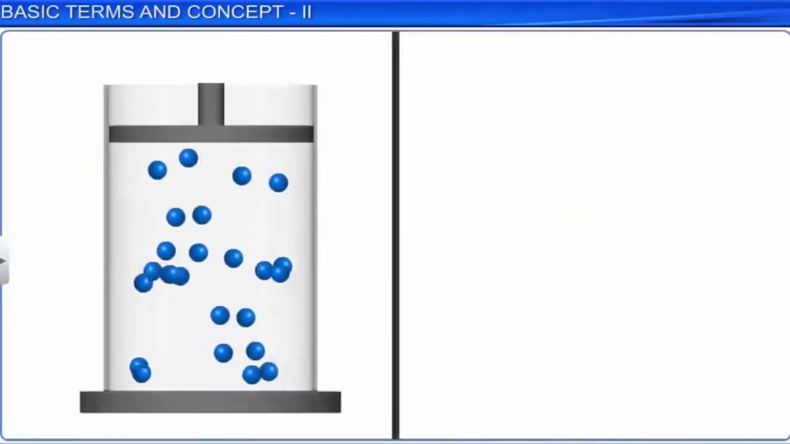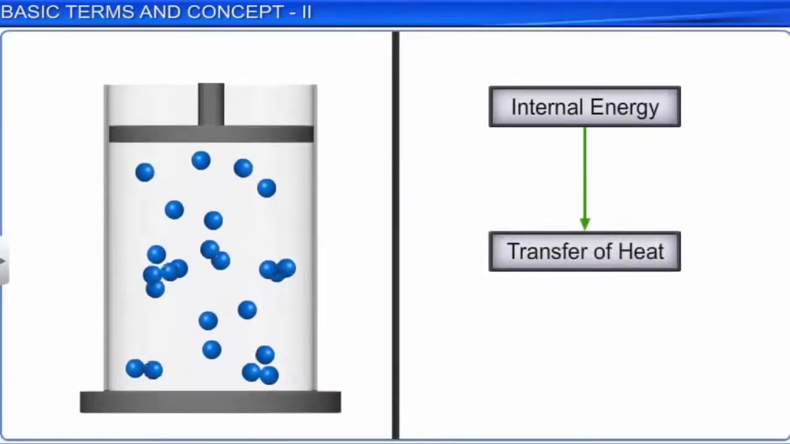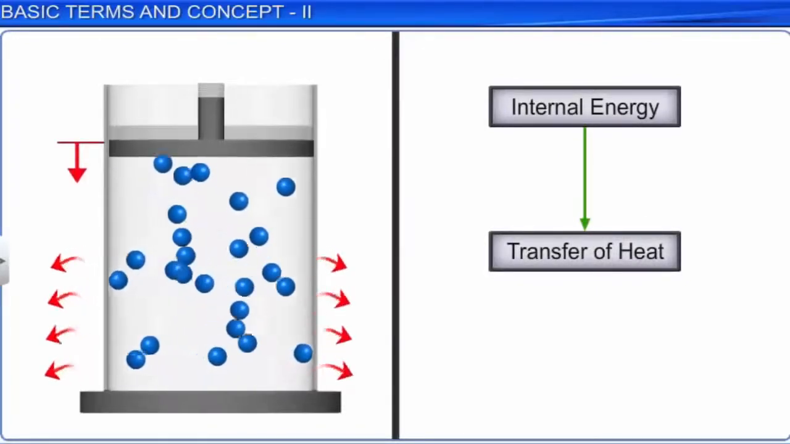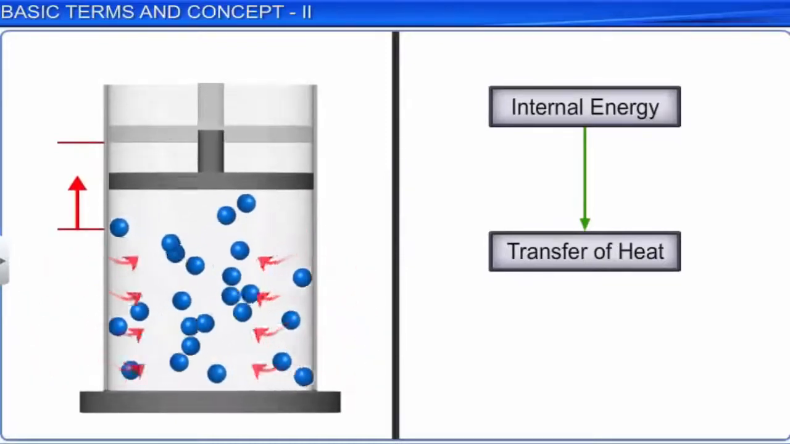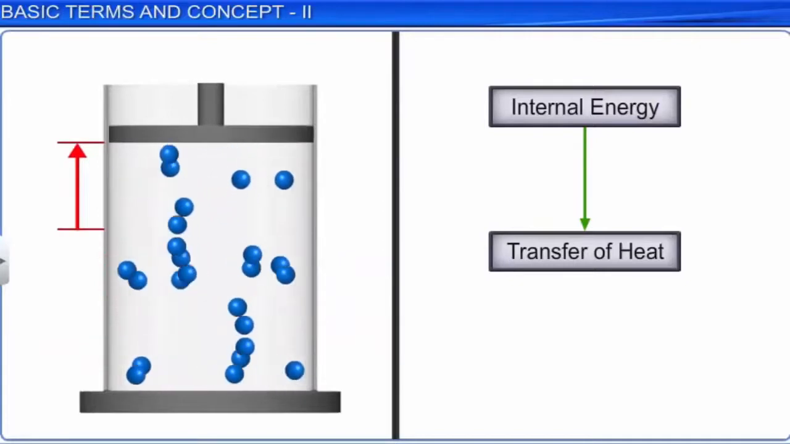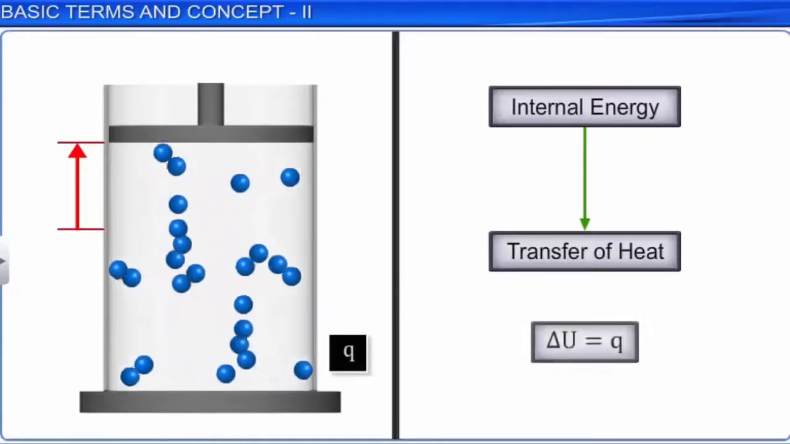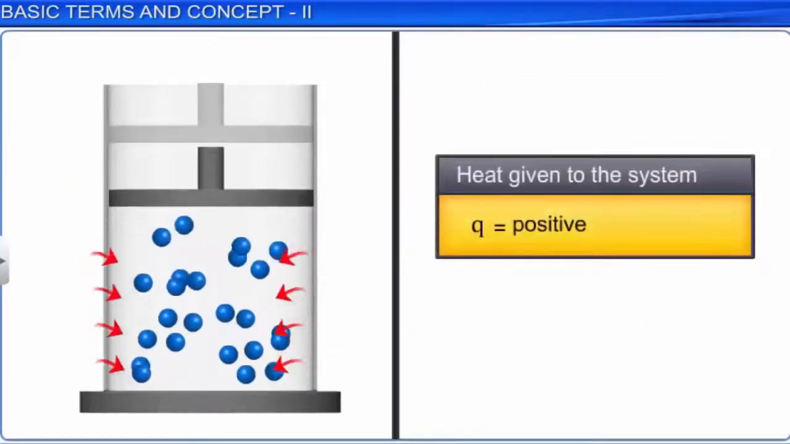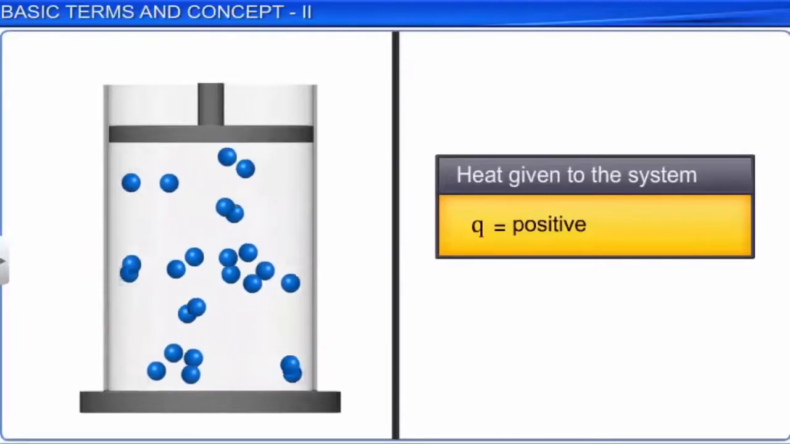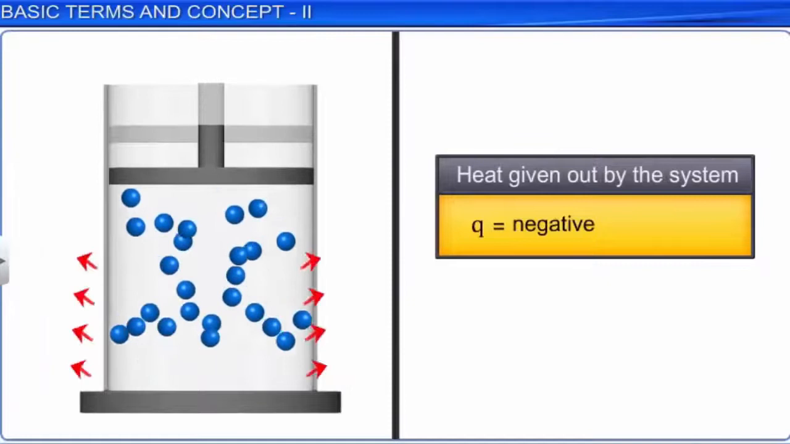A change in internal energy can also be brought out by the transfer of heat. Heat transfer takes place from the system to the surroundings or vice versa. The exchange of energy due to temperature difference is called heat Q. Therefore, delta U is equal to Q. Q is positive if heat transfers from the surroundings to the system, and negative if heat transfers from the system to the surroundings.